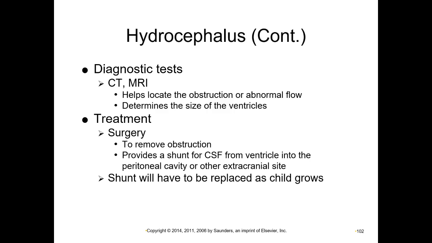A shunt will take the fluid from the ventricle and will run a tube down under the skin, and it will drain into the peritoneal cavity usually. The shunts don't grow as the child does, so as the child grows, the shunt will have to be replaced to adapt to the size of the child.